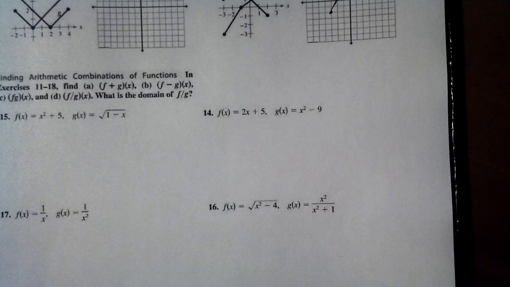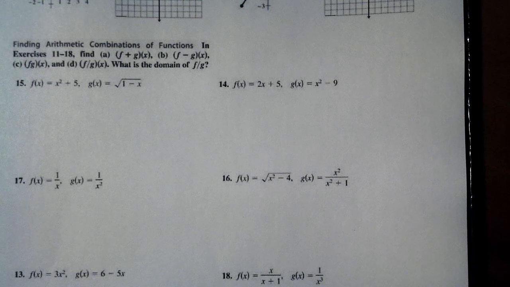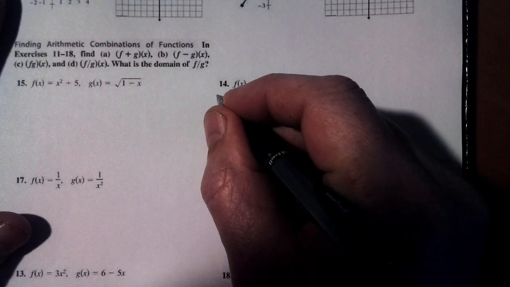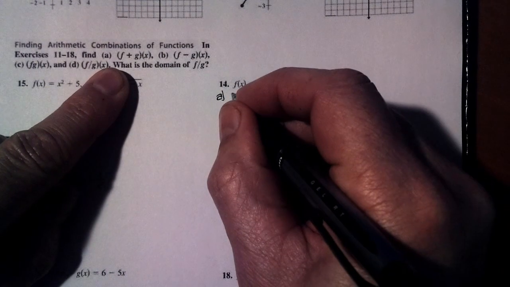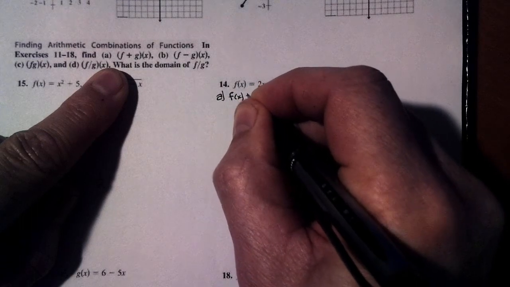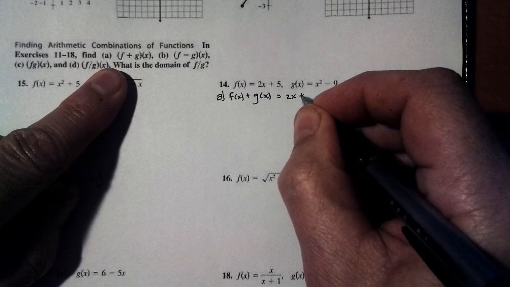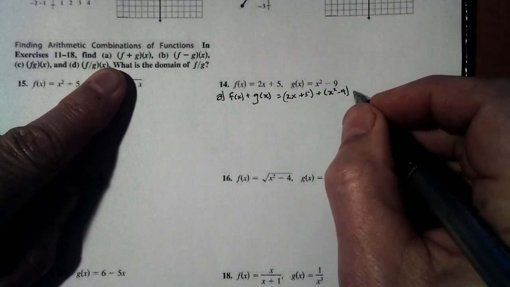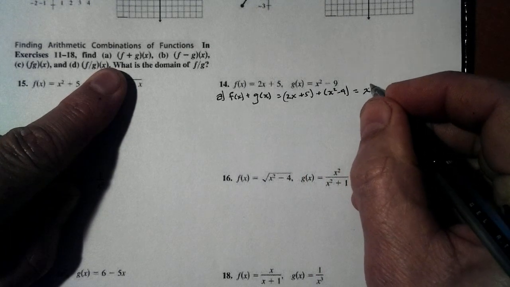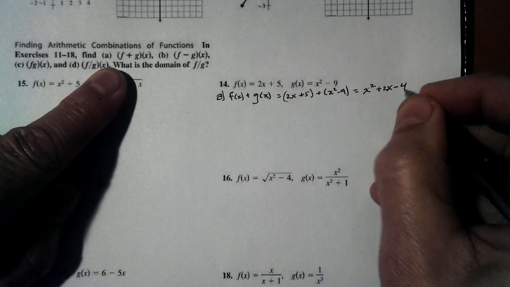Okay, and 14 through 18, I'm going to write small on this because they're asking us to do a few things. I probably should have spaced this out a little bit more, but a couple of them are pretty quick. So in A, we're to find f plus g of x, which I'm going to transpose just into f of x plus g of x, which is just 2x plus 5 plus x squared minus 9, which of course could be simplified into x squared plus 2x, 5, ultimately minus 9, minus 4.